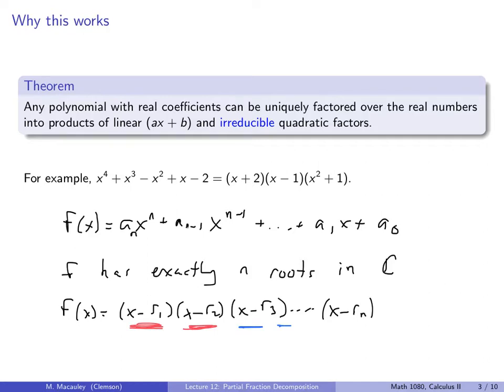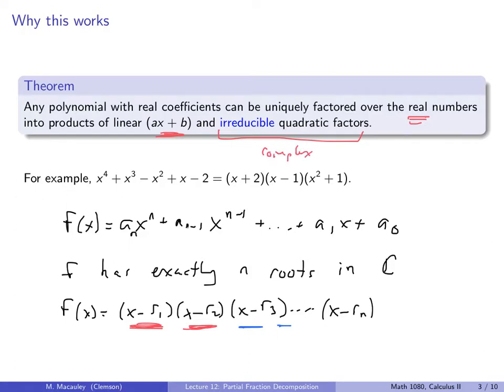So what this is saying is any polynomial can be factored over, here's the key, the real numbers into products of linear factors, which correspond to real roots, and irreducible quadratic factors, which correspond to complex roots.